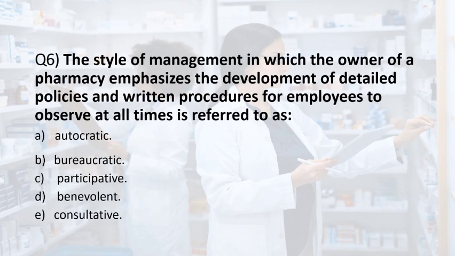Question number 6: the style of management in which the owner of a pharmacy emphasizes the development of detailed policies and written procedures for employees to observe, in every detail, is referred to as A. Autocratic, a management style where one person controls all the decisions and takes very little input from other group members. B. Bureaucratic, a system of management where official duties are fixed. Employees are expected to follow specific rules and the authority created by their supervisor. C. Participative, a leadership style where the leader listens to employees and involves them in decision making. D. Benevolent, creating visible benefit, action or outcome for the common good. E. Consultative, a leadership style that targets team building and uses the skills of others to create plans or make decisions. The correct answer is B, bureaucratic.